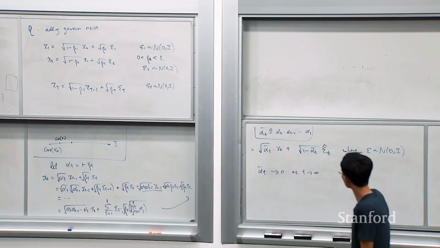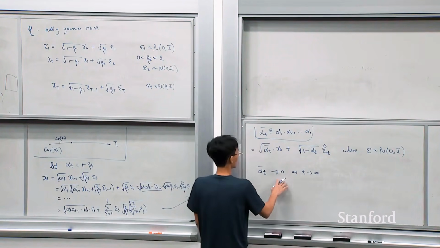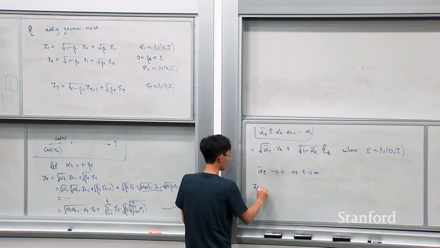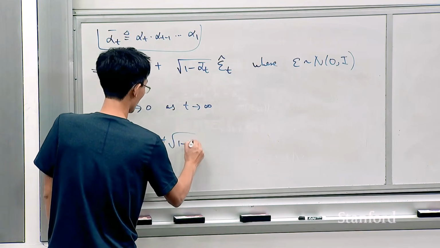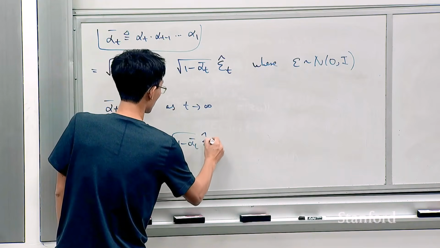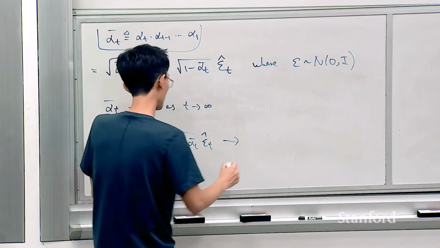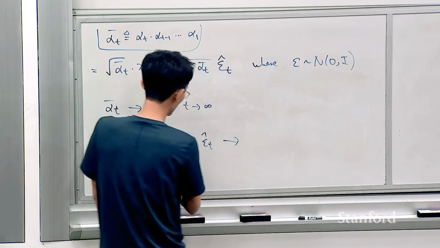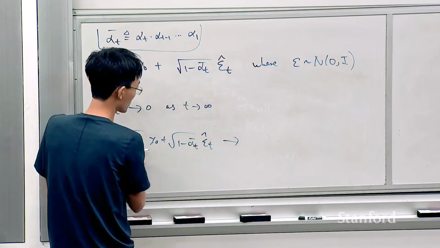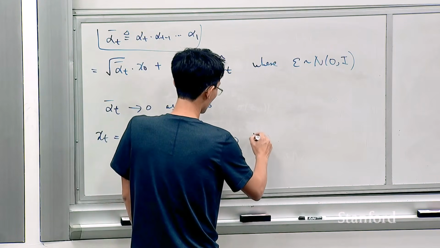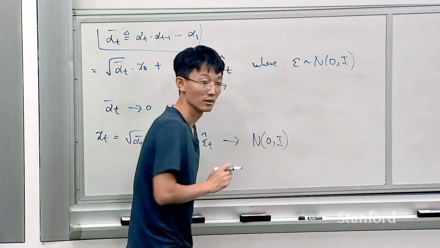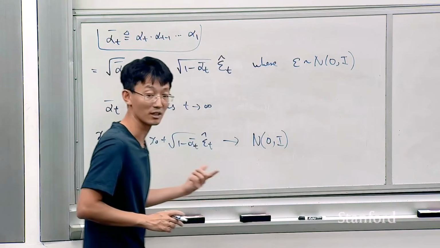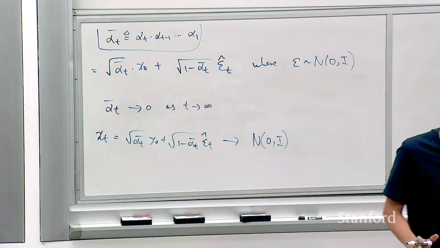And that means that when alpha bar t converges to 0, then xt, which is equal to square root alpha bar t x0 plus this, I'm just rewriting it, will converge to just the standard normal, because this will converge to 1, this will converge to 0. So basically xt, when t is big enough, will be more like a Gaussian distribution.